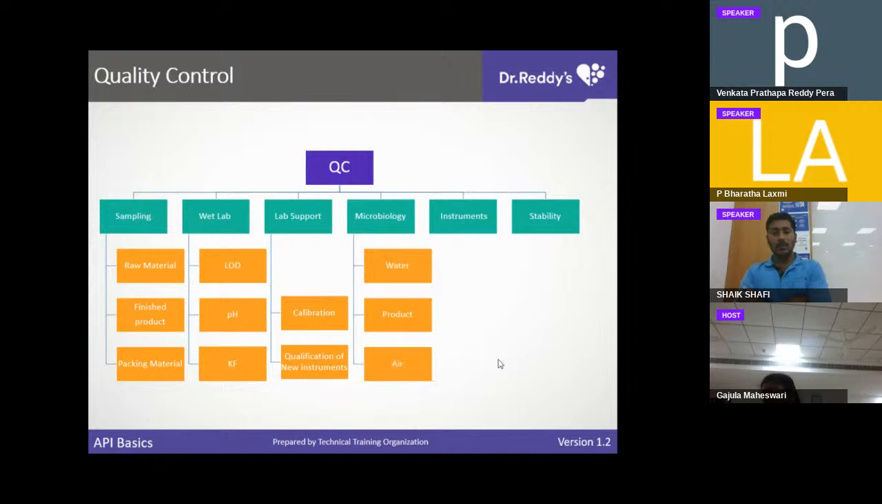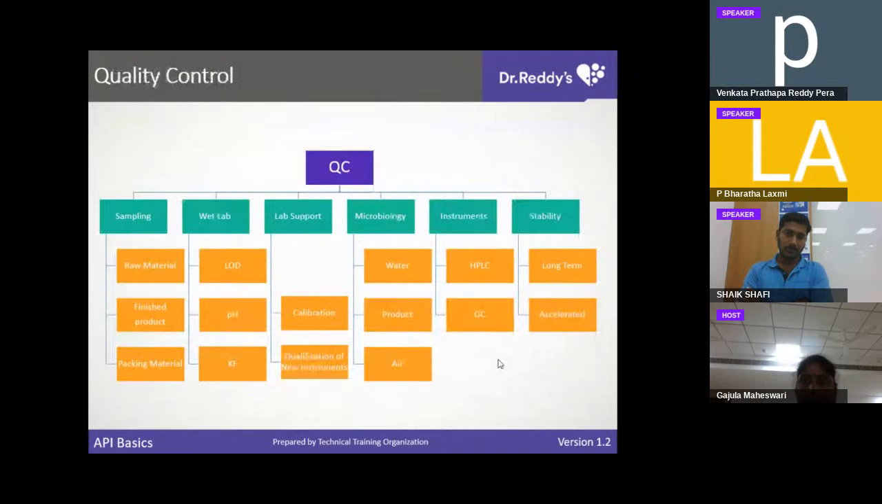Coming to quality control. Basically, in quality control, we have different segregations. One is the sampling team. This team is responsible for sampling activity, either raw material, packing material, API, whatever it may be. This zone is completely responsible for sampling of intermediates, raw materials, and active pharmaceutical ingredients. Then the wet lab is responsible for in-process sample checks, water content checks, LOD checks, anything required in that wet lab.